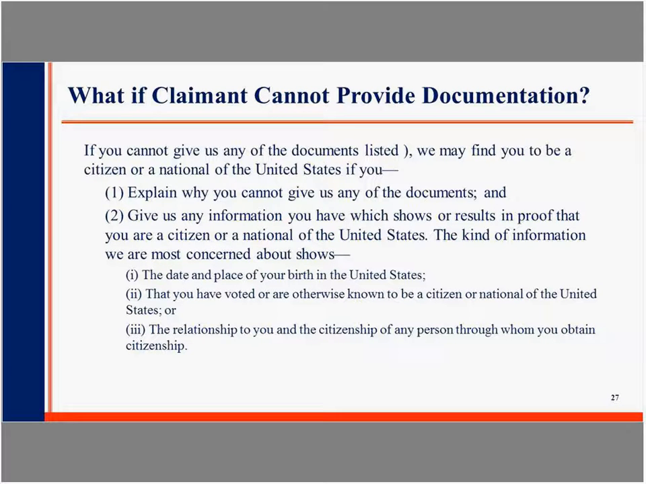For all this information, and sometimes we're aware that for our older generation it may be more difficult for them to obtain these documents. So on the next slide, if you can't provide this information, then we may find you to be a citizen or a national of the United States. If you explain why you can't have that information, use the information you have, which shows that you were living here and you are a citizen or national of the U.S., to show your date and place of birth here in the U.S., that you are otherwise known to be a citizen or national of the United States, to you and the citizenship of any person through whom you obtain citizenship.